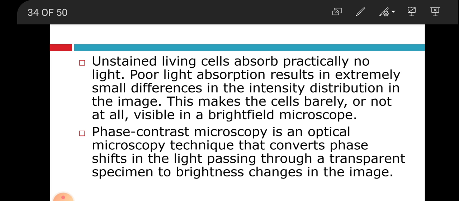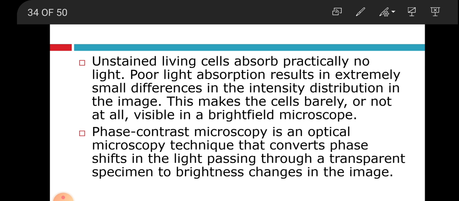Using this microscope, unstained living cells can be observed. These unstained living cells absorb practically no light. Poor light absorption results in extremely small differences in the intensity distribution in the image. This makes the cells barely or not at all visible in a bright field microscope.